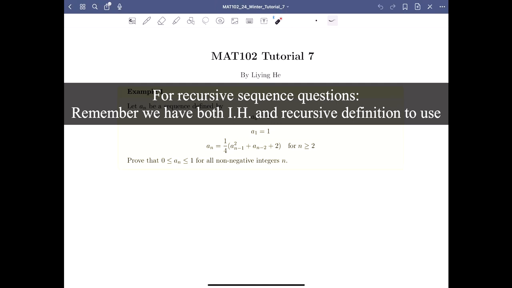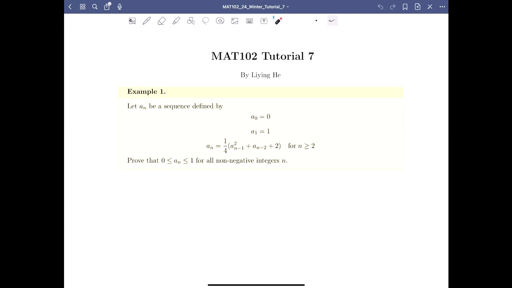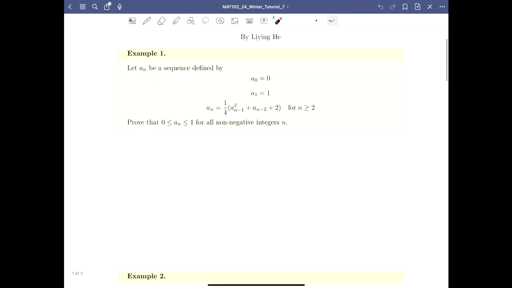So if you get stuck, you cannot get to your IH, then probably you need to use a definition. And if you get stuck again, maybe you need to use it again. Just bear in mind that it's possible you need to use a definition multiple times, and it's possible you need to use your IH multiple times. So you just keep trying until you can get whatever you get. So that's all I want to say before we start the questions.